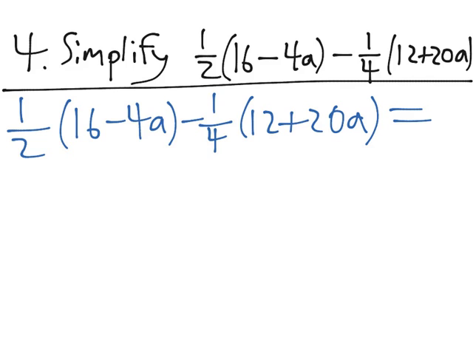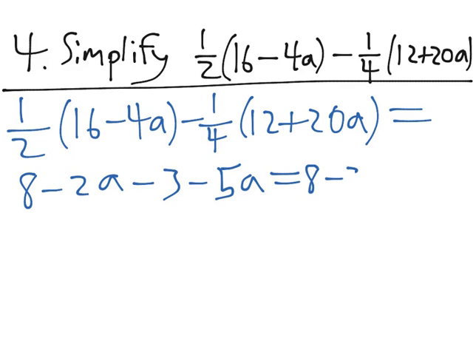1/2 times (16 minus 4a) is going to be 1/2 times 16, which is 8, minus 1/2 times 4a, which equals 2a. And for the other half, we get minus 1/4 times 12, which is 3, minus 1/4 times 20a, which is equal to 5a. Using commutativity, we can switch these terms around and write this as 8 minus 3 minus 2a minus 5a.